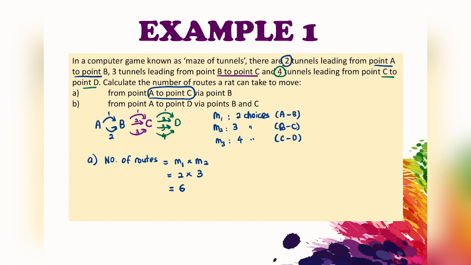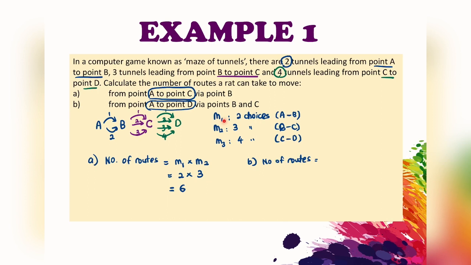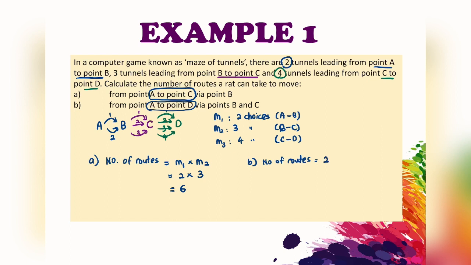Now, for part B, the number of routes that the rat can take from point A to point D via point B and C will be M1 multiplied by M2 multiplied by M3. So, 2 times 3 times 4. And here the total will be 24 routes.